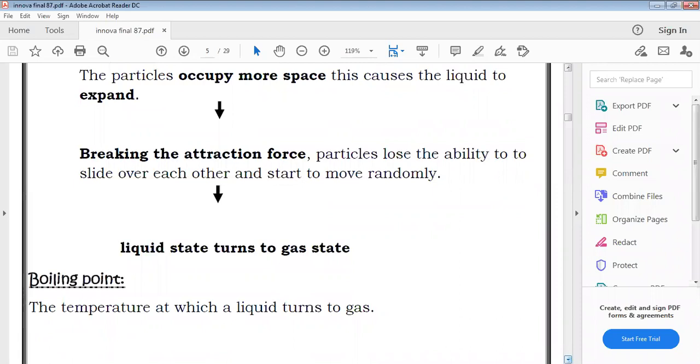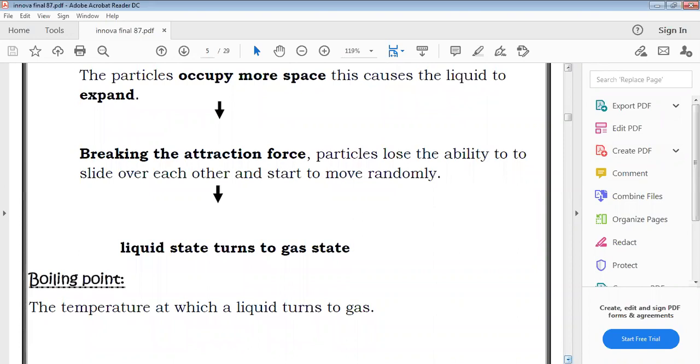Because there's a lot of text, but you can write just 3 words. Gain energy, move faster, break the attraction force. And now turn from liquid to gas or solid to liquid. Okay, they are very easy, just 3 main words, 3 key words. Gain energy, when they gain energy what happens? Move faster, and when they move faster what happens? Break the attraction force.